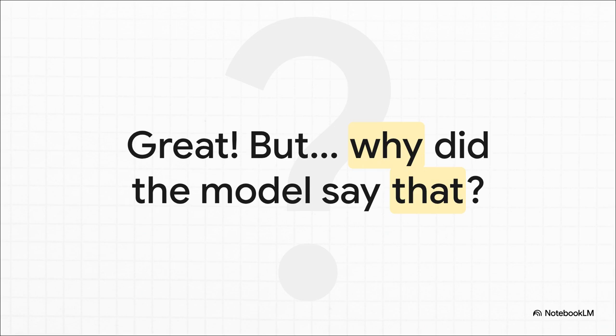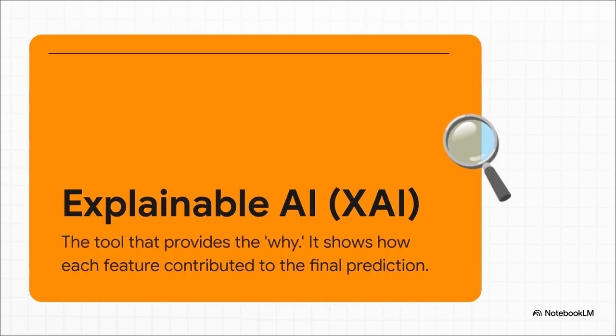So you get a prediction. This customer is likely to churn. That loan application is probably a no-go. This house is worth $500,000. Awesome! But why? Why did the model actually arrive at that specific conclusion? This is often the most important question you can ask. And the answer to that why is something called explainable AI, or XAI for short. Just think of it as the tool that gives you the ingredients list for your prediction.